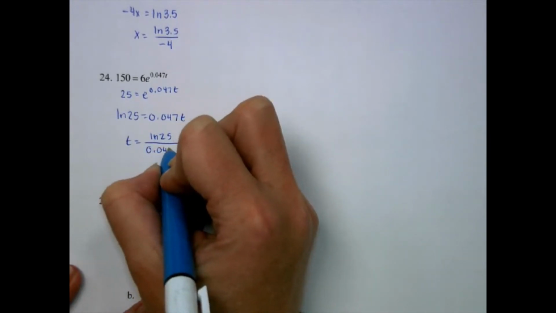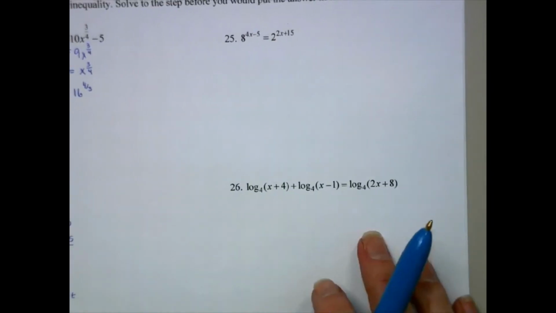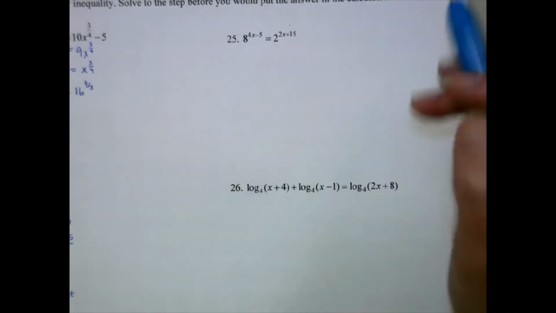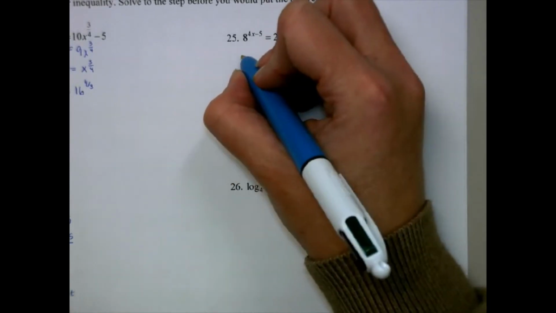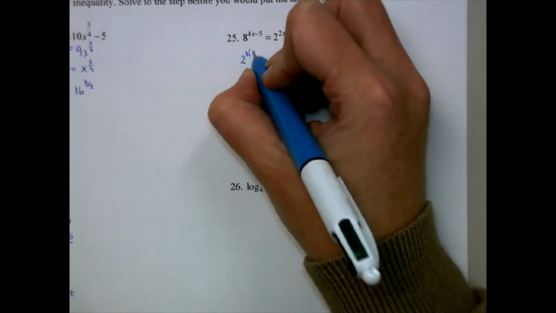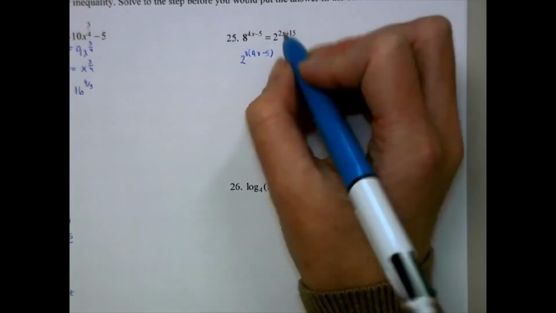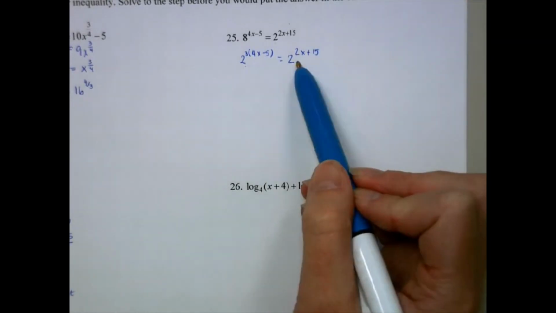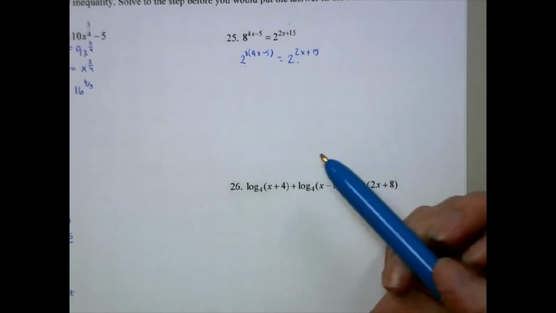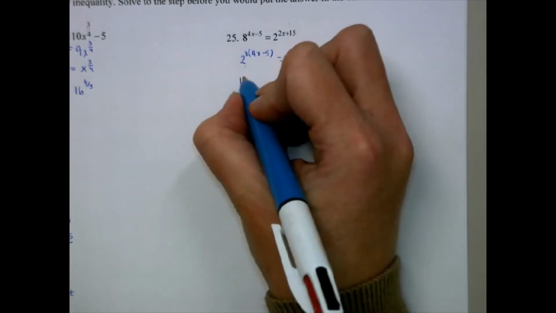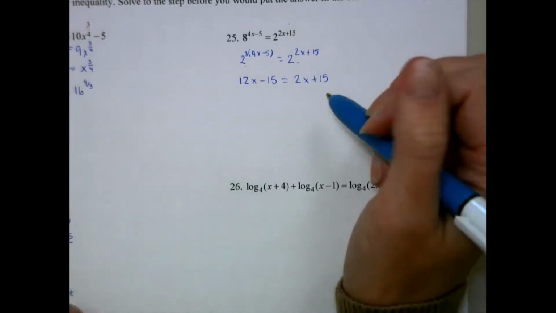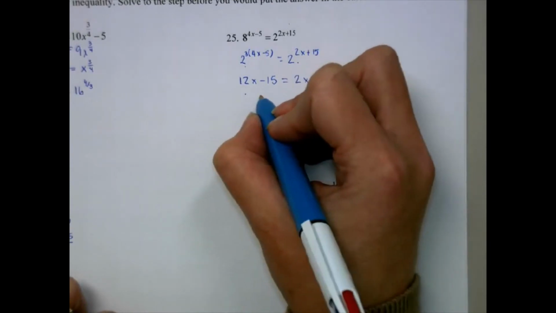Okay, this next one, we're going to use the fact that 8 is 2 raised to the 3. So I'm going to rewrite this side as 2 cubed to the 4x minus 5 equals 2 to x plus 15. So if these two bases are the same, then these two exponents must be equal to each other. So I'll distribute the 3. Okay, and then we just have a simple equation. So subtract 2x, add 15, so x is 3.